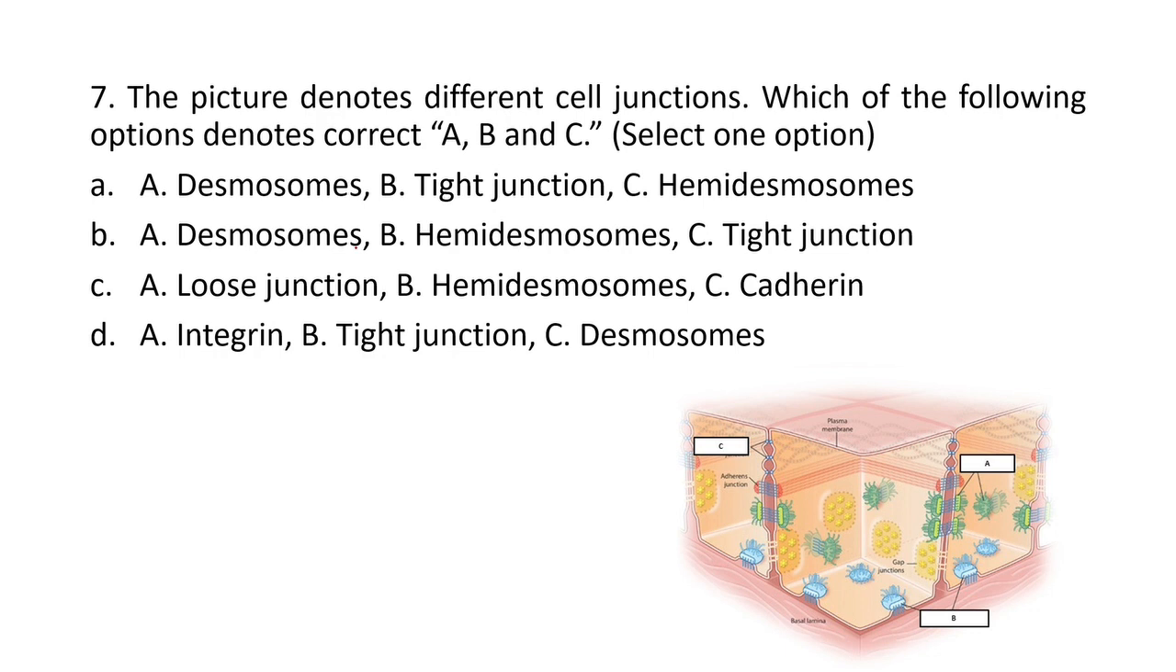Option B. Desmosome, hemidesmosome and tight junction. Is it so? Yeah, that's correct. So the A that is denoted here is desmosome, B is a hemidesmosome junction, and C is a tight junction. Yeah, so the answer is option B.